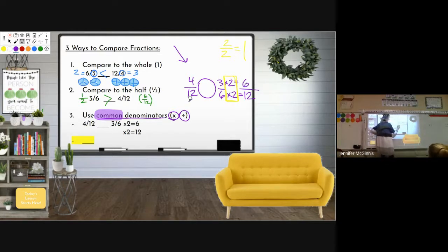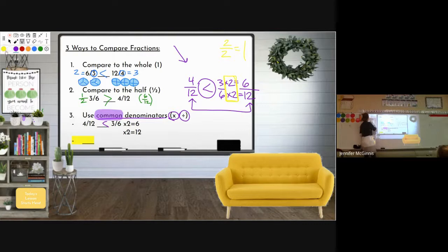So now I can look at this fraction and this fraction. Since 3/6 and 6/12 are the same, I can see that the 4 is less than the 6. And so my alligator wants to eat the bigger number, right? And so that would go like that. See, I tried to do that here. Yeah, sort of, not really.